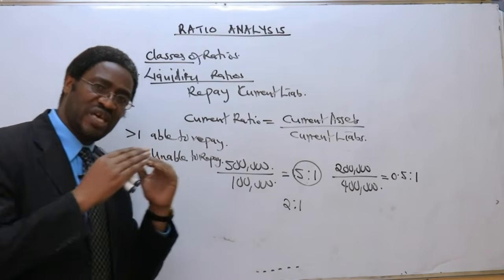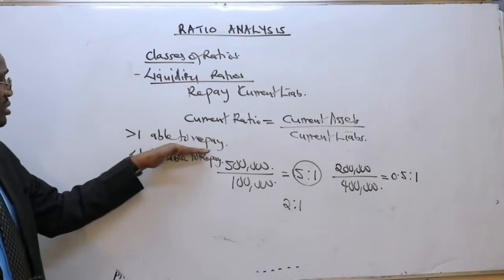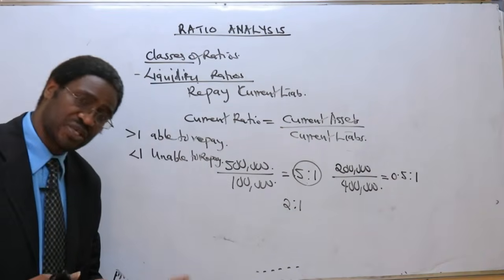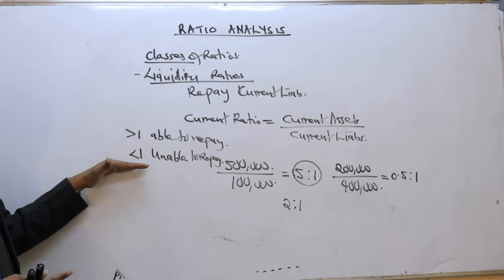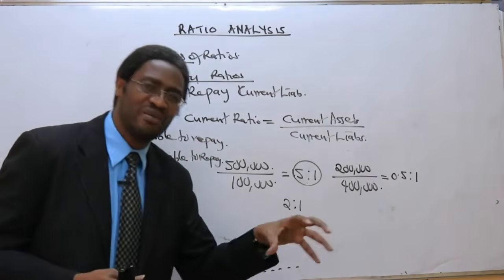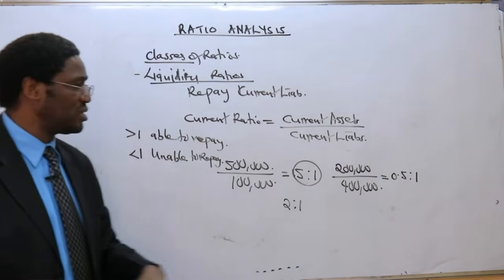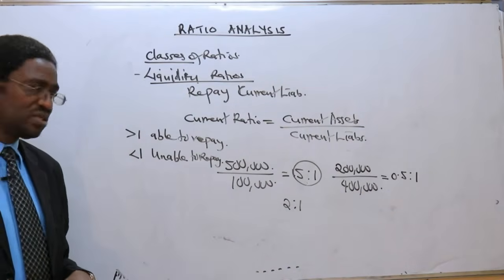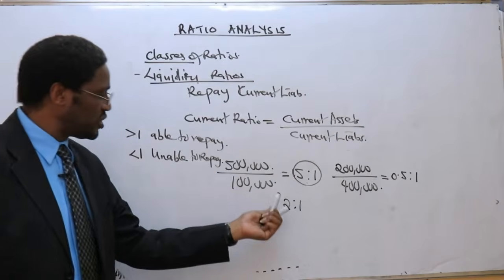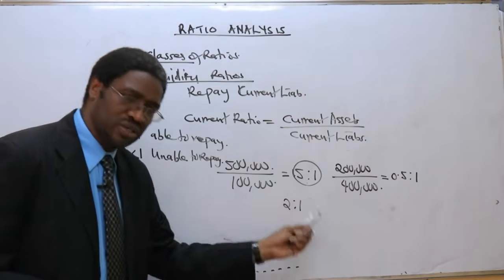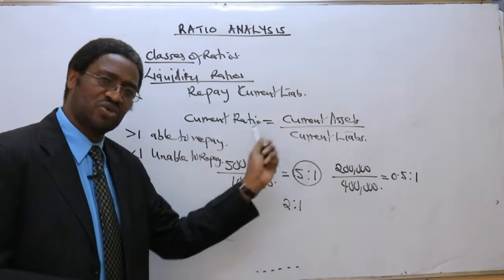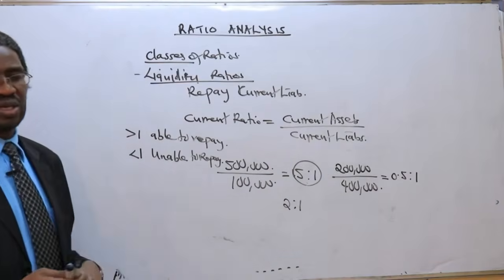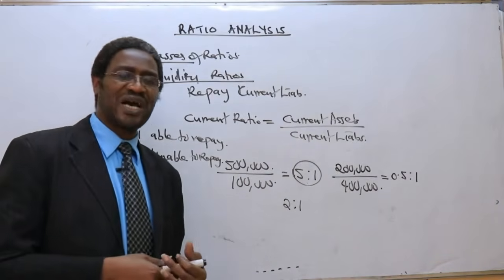We have also said any ratio greater than 1 means the firm is able to pay its current liabilities. Any ratio less than 1 means that the firm is unable to pay its current liabilities, like this one, where the firm was unable to pay its current liabilities. And we have said always express the ratio as 2:1, whatever to 1. That's what we are saying about the current ratio.